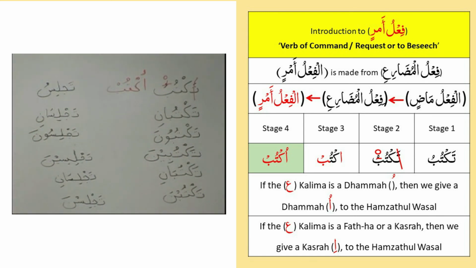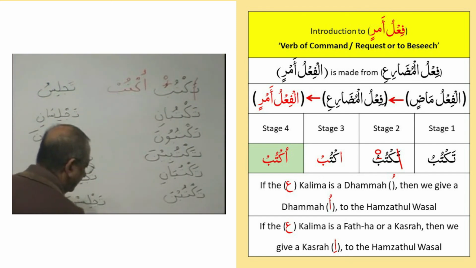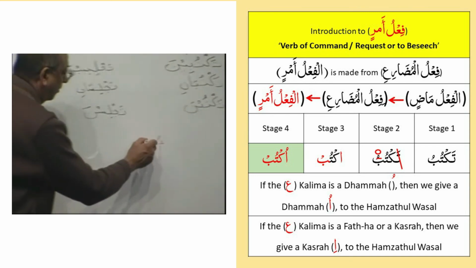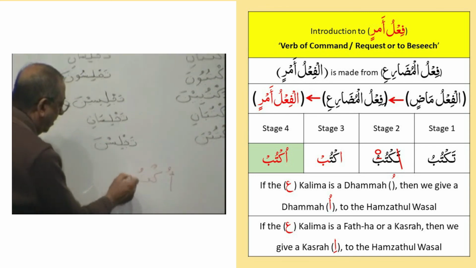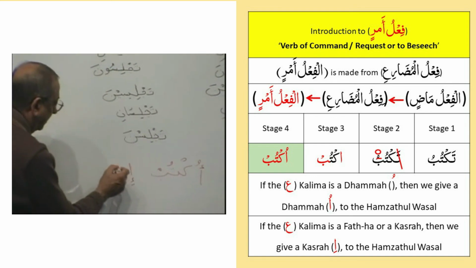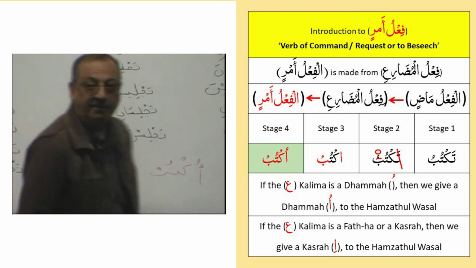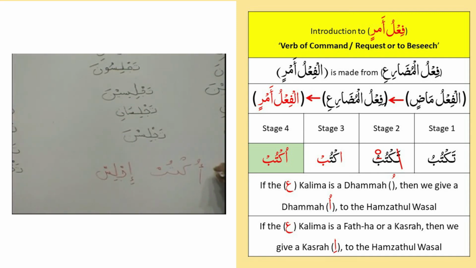If the Ain Kalima is not Dhamma, something else, then we will give Kasra. Remember, we are doing 3-letter verbs. We will give Kasra. That's it, that's the rule. No Fatha. And remember, it is Hamzatul Wasal, so do not place the sign of Hamzatul Qata on it. It will be wrong to write it like this, Uktub, or Ijlis. That is wrong.